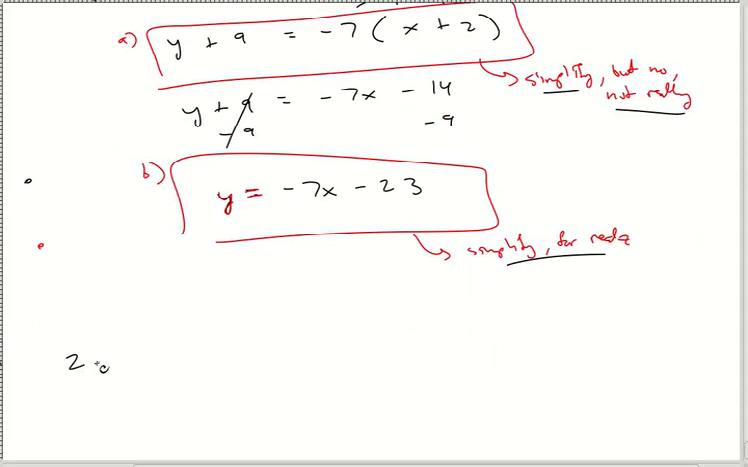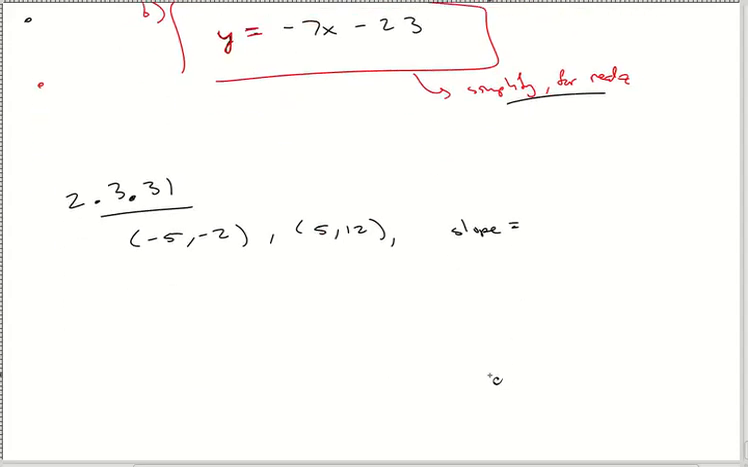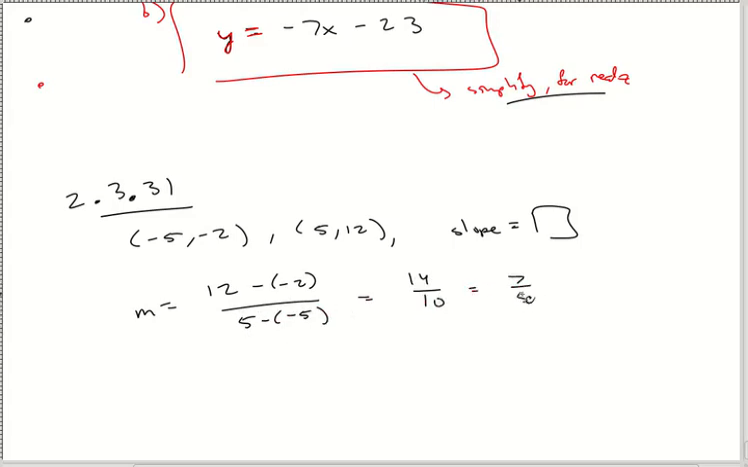Okay. 2.3.31. So I got negative 5, negative 2. I also have a 5, 12. And they say find the slope and then go and find the rest of the stuff. So find the slope first. Well, okay, so I got m is equal to y2 minus y1 divided by x2 minus x1. Notice that I got two negatives make a positive 14 right there, and I got two negatives make a positive 10 right there. Simplify it down to 7/5.